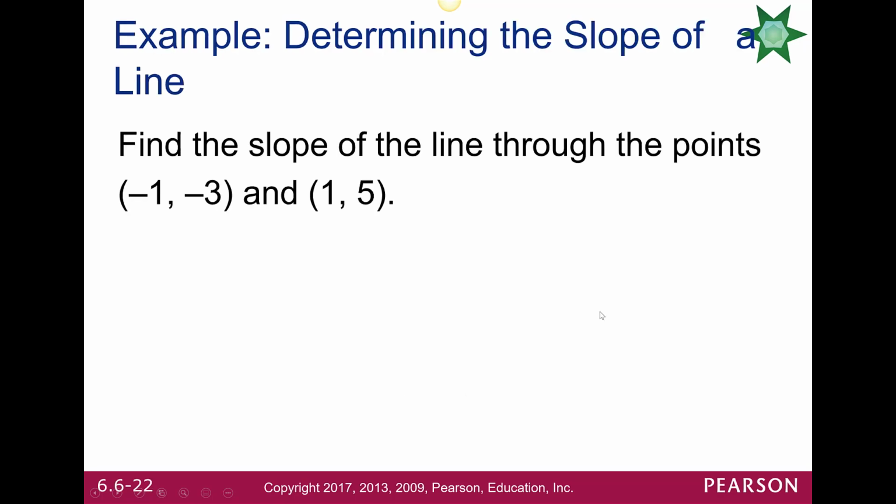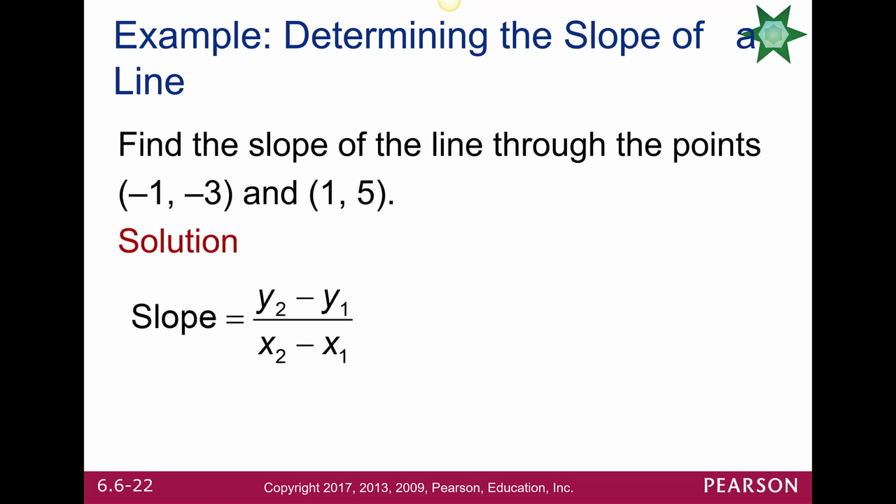Find the slope of the line that goes through the 2 points, (-1, -3) and (1, 5). So I'm going to use that slope formula. I'm going to take the difference in the y coordinates, and notice that whatever point I start with up top has got to be the same x coordinate in the denominator. So I'm going to let (1, 5) be point 2, and this be point 1. So I've got 5 minus -3 over 1 minus -1.